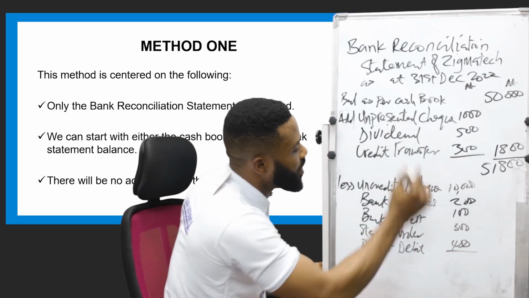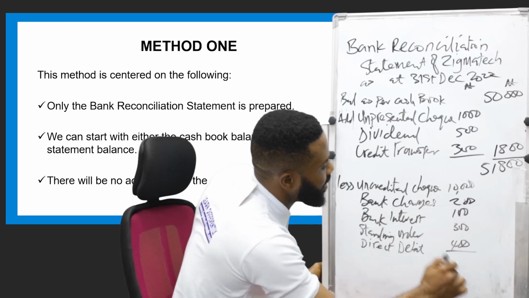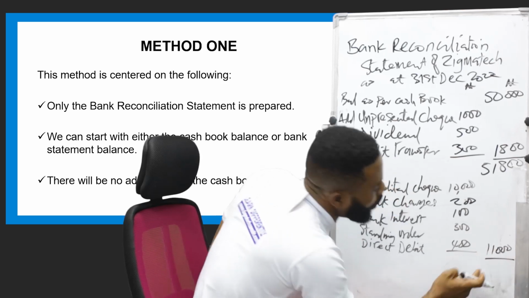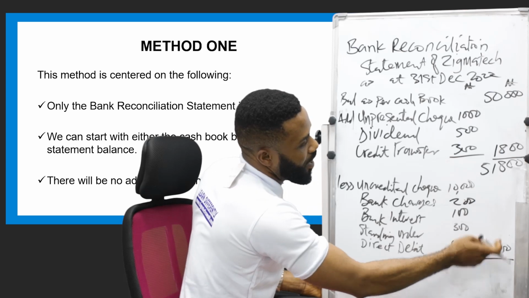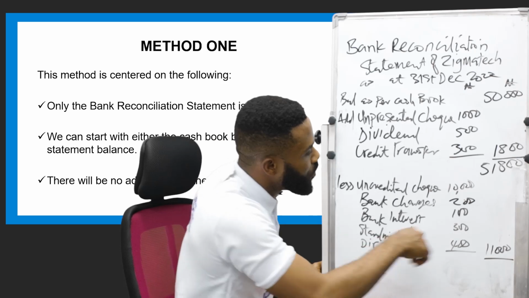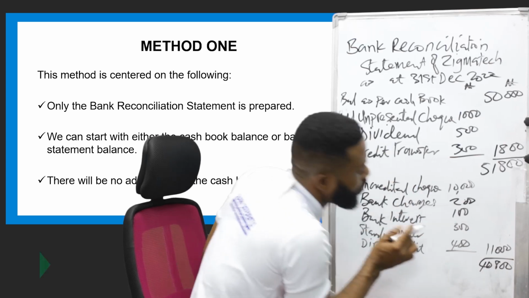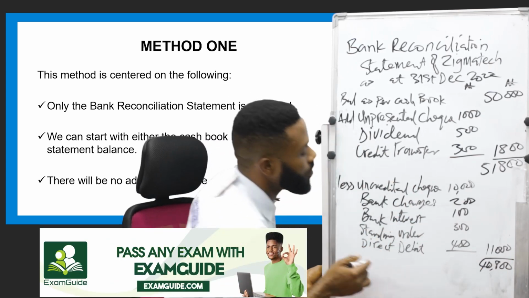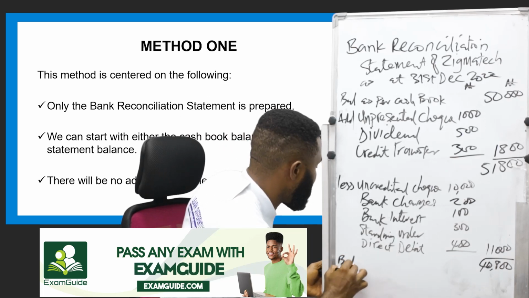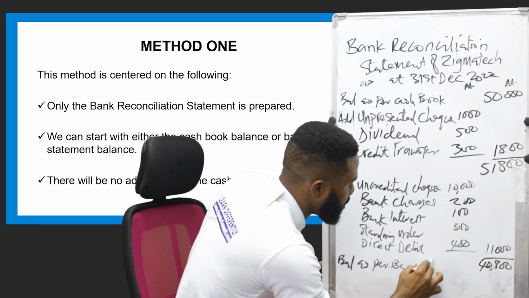Now, when you add everything here, 10,000, this is 2, 3, 6, 1,000. That's 11,000. You have your 11,000 here. Now, you are going to subtract your 11,000 here from your 51,800. So you will be left with 40,800. This is what we now call balance as per bank statement.